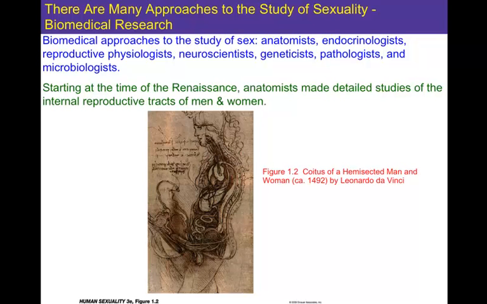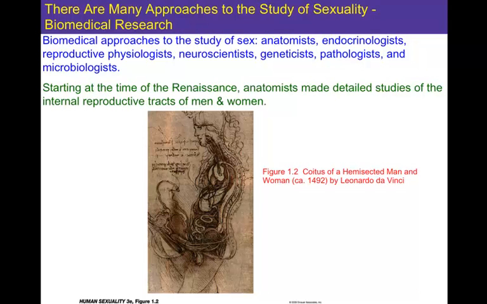Starting at the time of the Renaissance, anatomists made detailed studies of the internal reproductive tracts of men and women. Here you see a picture by Leonardo da Vinci of coitus between a man and a woman, and you actually see the insertion of the male penis into the female vagina. Interestingly, later on we'll see a similar picture that was obtained by NMR spectroscopy of the same thing, but this time actually happening in that device.